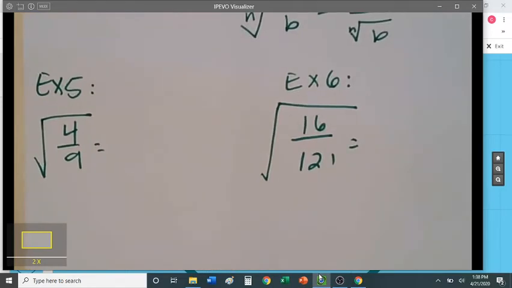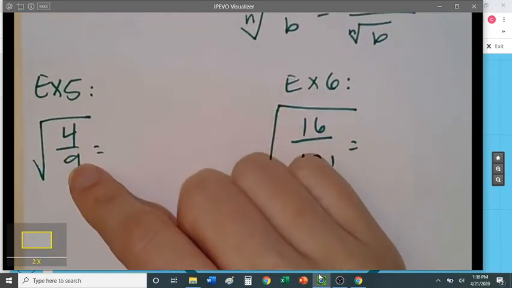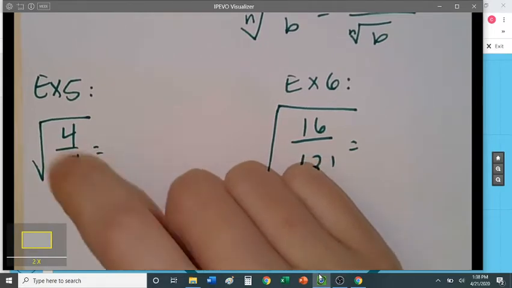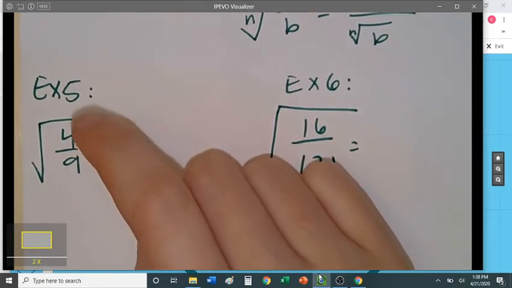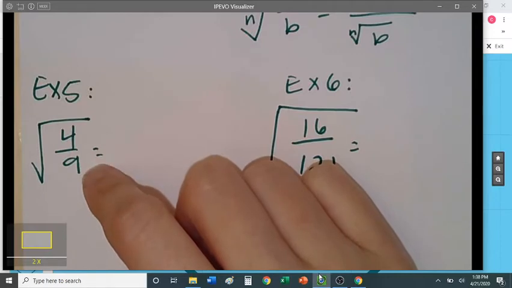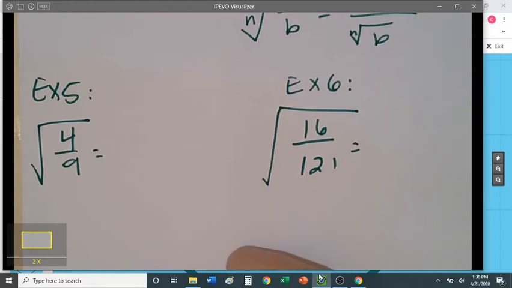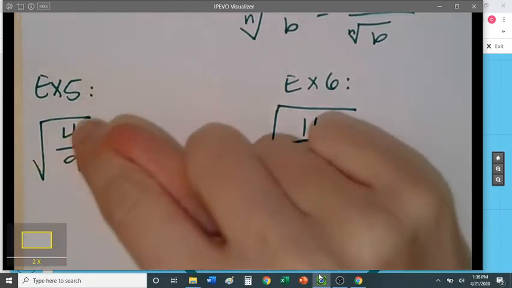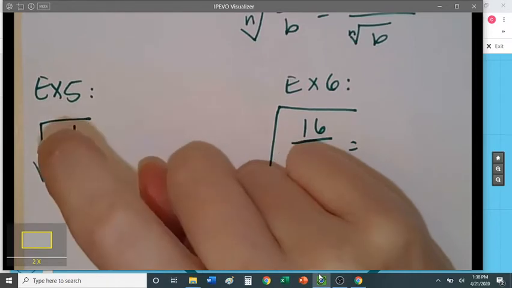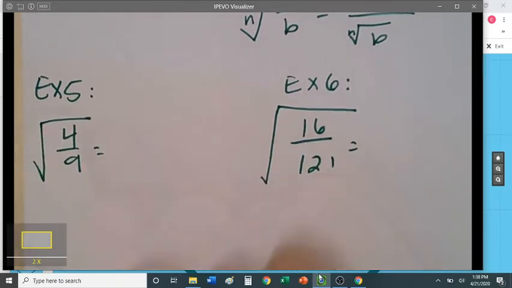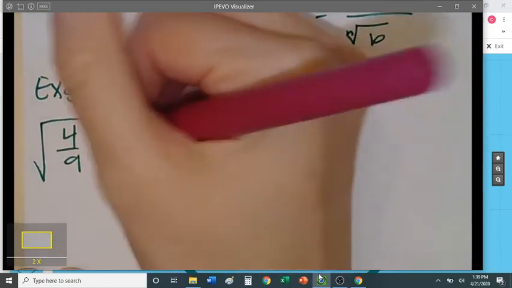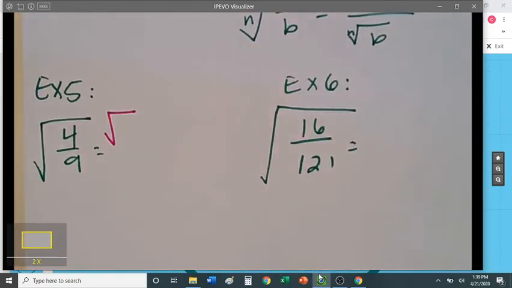Looking here, I could try to simplify this down to see if I could actually square root whatever's inside my radical. Now 4 over 9, well, that can't be reduced any further. So I can't really take the square root of 4 over 9. But I can take the square root of 4, and I can take the square root of 9. So this is when this quotient property of radicals will come into play and be really helpful.